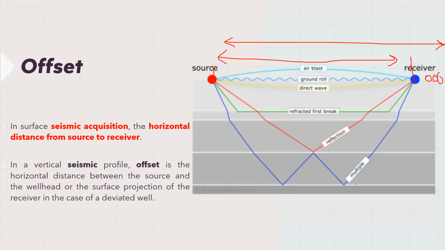Also, in a vertical seismic profile like VSP, the offset is the horizontal distance. Normally in a vertical seismic profile, we are working in the borehole. So we have the shot here on the surface and the receiver down here in the well. In that case, the offset is the horizontal distance from the source. So that is the offset in a vertical seismic profile. In different cases, we have these types of things as well.